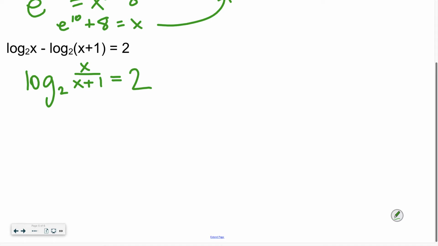Okay, don't forget about our expanding and condensing properties to where that can make our life a lot easier, especially in this case right here. So now we have our logarithm by itself to where we can rewrite 2 squared equals x over x plus 1.